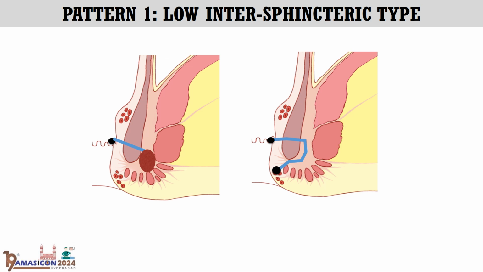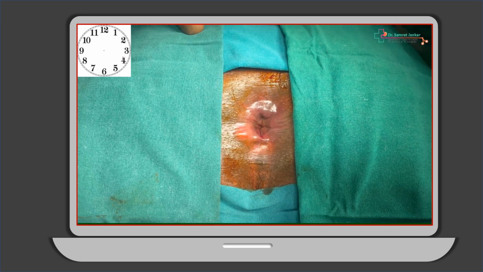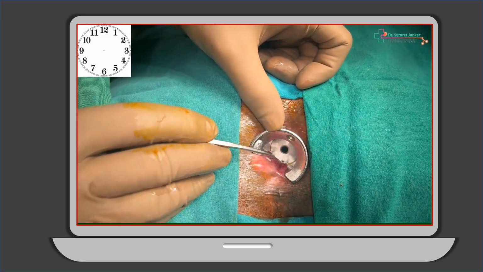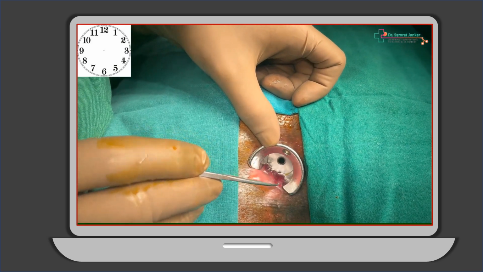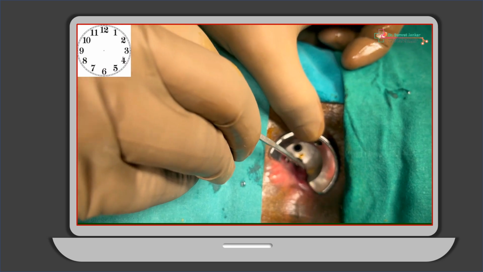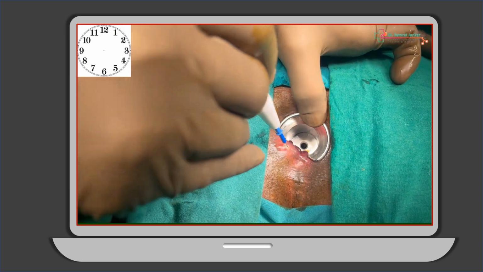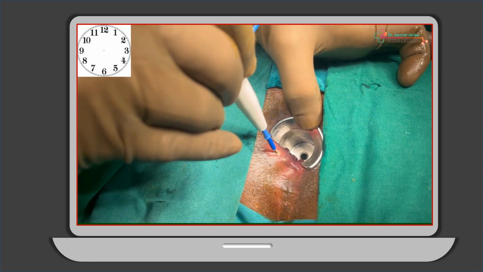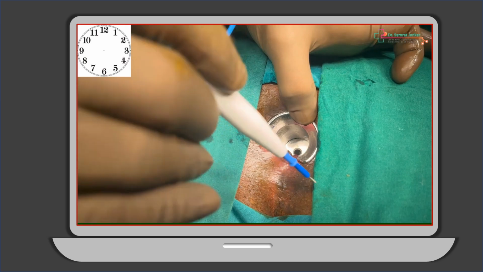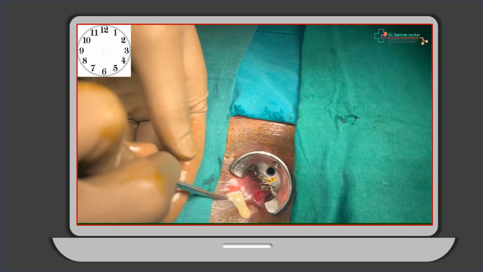We are not at all concerned about incontinence. Going for a sphincter-cutting procedure, fistulectomy or fistulotomy, whatever suits you, is a better option. In this patient, we saw the abscess and found the internal opening, which had been mentioned on MRI. We took an incision in the intersphincteric area, then placed the probe, and opened up the complete internal sphincter and mucosa.